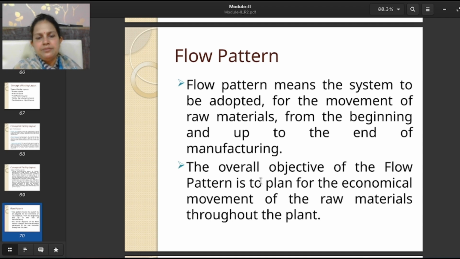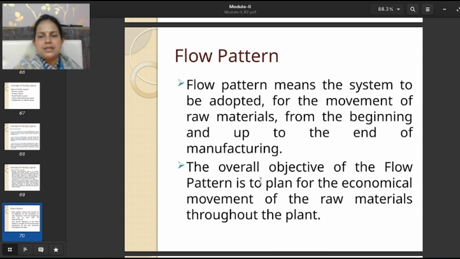When we start the manufacturing, we take different types of raw materials. Then it goes to different machines. We go for processing. So what is the flow pattern? How that material goes through different machines is called the flow pattern.